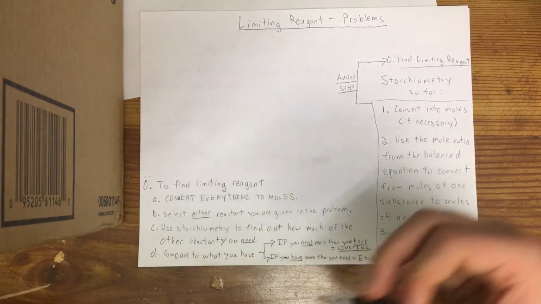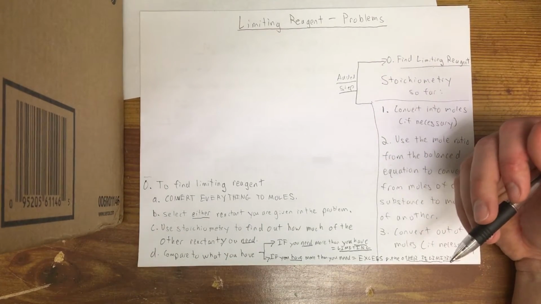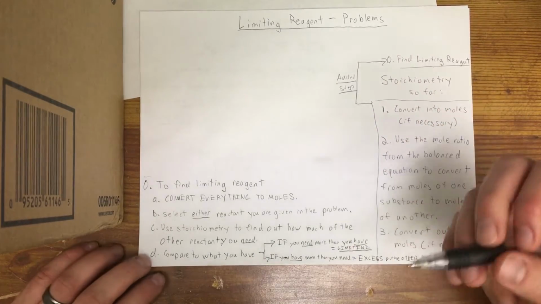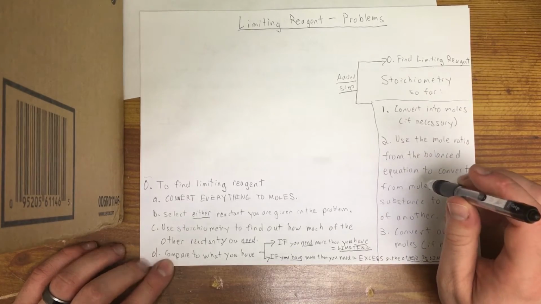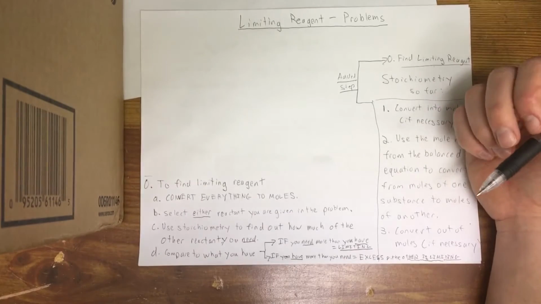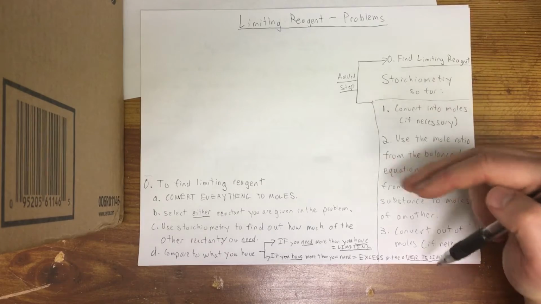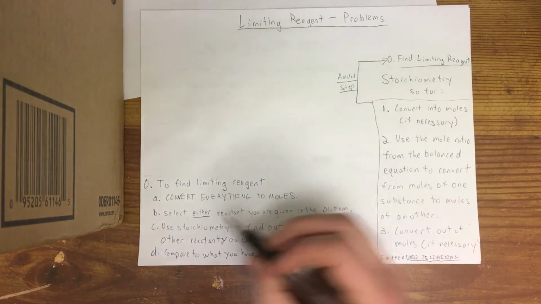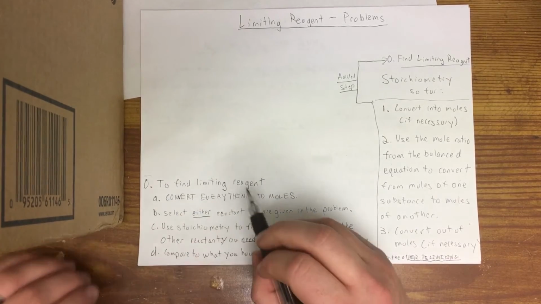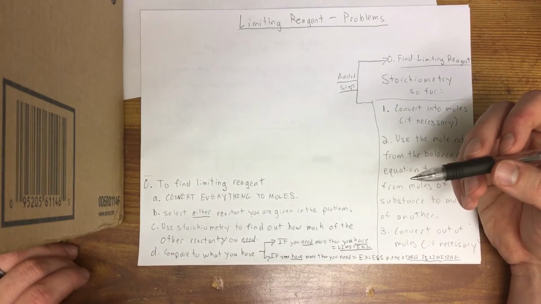Then, for step B, we can select either reactant from the problem. We're going to know that these are limiting reagent problems because we're going to be given amounts of 2 different reactants, which is how these limiting reagent problems differ from the ones we've been given. In our old problems, we were just given an amount of one reactant and told to find an amount of product. Well, now we're being given amounts of 2 different reactants and we need to find which of them is limiting. So, for this process, it doesn't matter which one we select at the beginning. We can select either one.